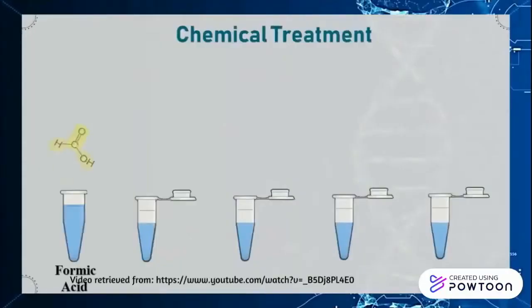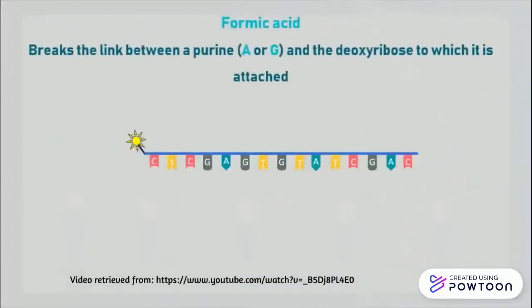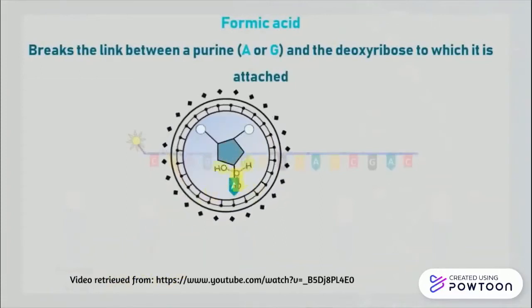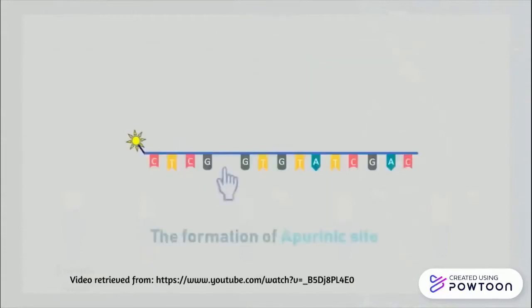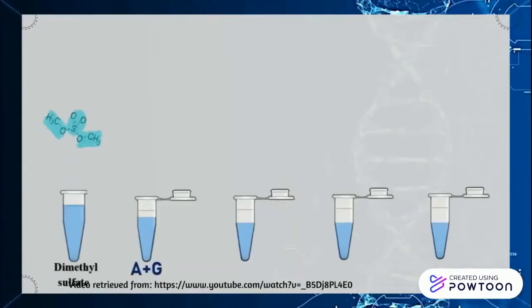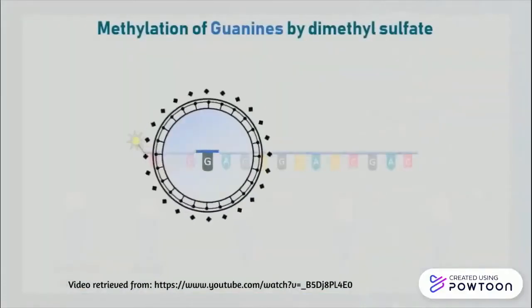The purines, adenine and guanine, are cut with formic acid on the labeled DNA fragment to break the link between a purine, A or G, and the deoxyribose to which it is attached, so they can have different apurinic sites. The guanines are methylated with dimethyl sulfate, DMS. The guanine is removed from the polynucleotide chain.